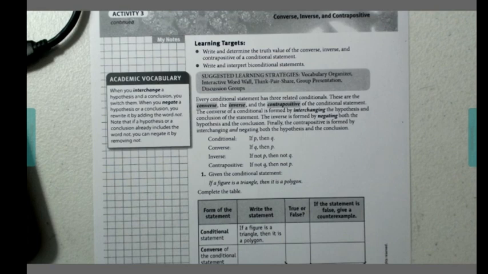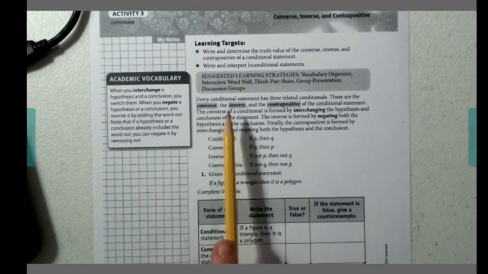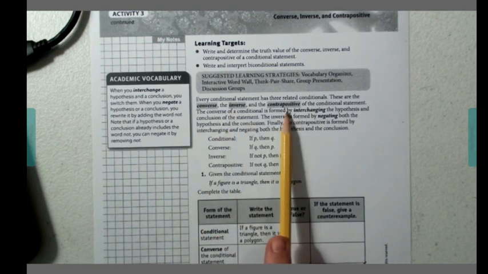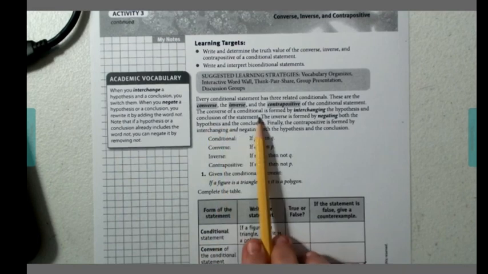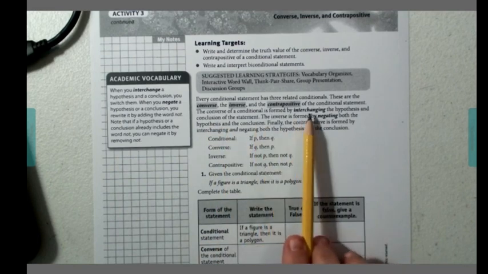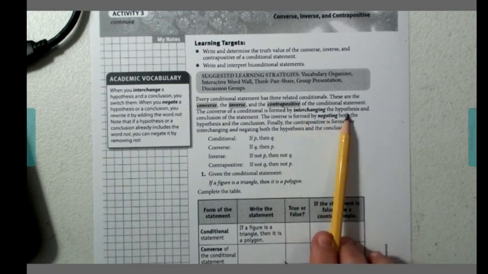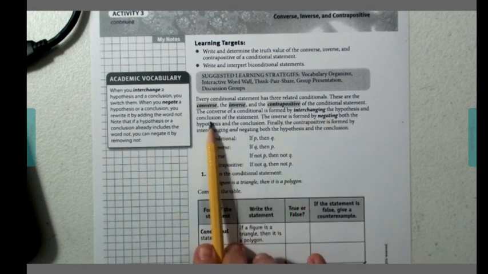On the previous slide, you should have seen a paragraph that indicated a few vocabulary words. You should have seen the word converse, inverse, and contrapositive. In the last lesson, lesson 3-2, we talked about conditional statements, which was that if-then statement. Well, it's telling us that the converse of a conditional statement is formed by interchanging the hypothesis and the conclusion of the statement.